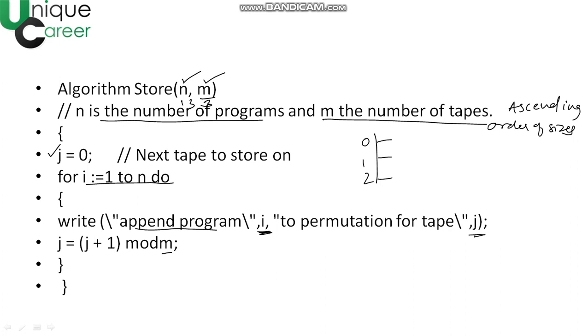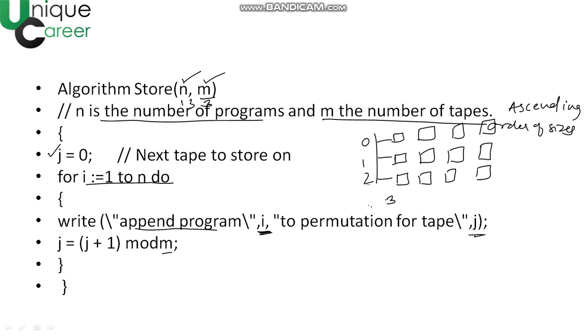So first program will be appended here, then next program will be appended at (j plus 1) mod m, and next program will be, there are 3 tapes, so j is 2, 2 plus 1 is 3, 3 mod m is 0. So next program will be appended here, so in the round robin manner. This is how the particular storage is done.